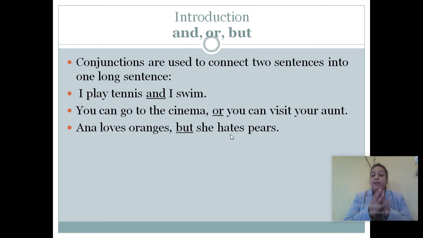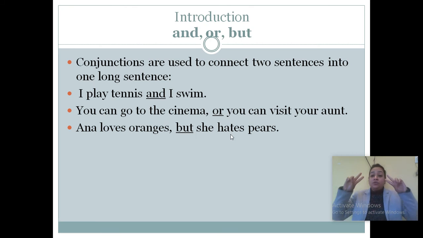For example, I play tennis, I swim. These are two different sentences, but I'm talking about myself. So, I play tennis and I swim. I have used and to join two sentences. Yes or no? Okay.